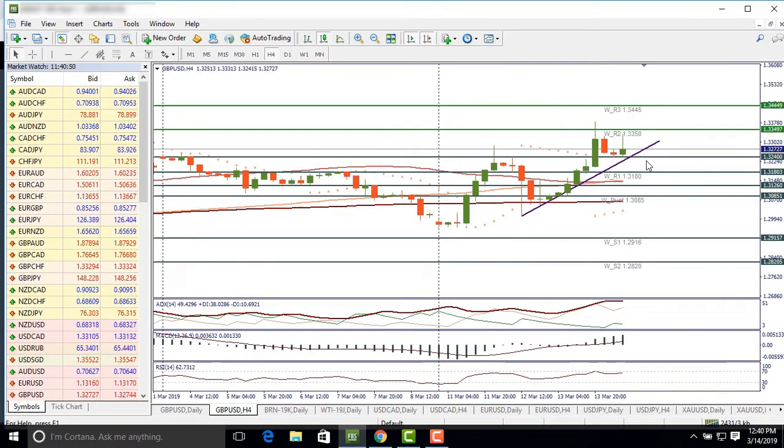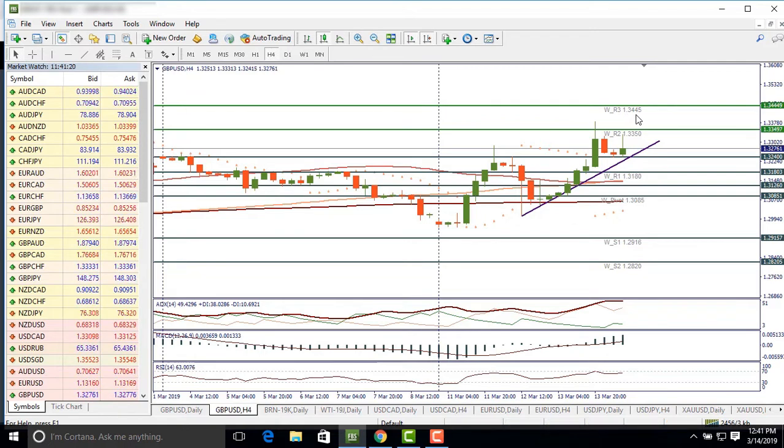The pair has already bounced from the 132.40 level and started to move up on the news that the government is confident in today's approval of the vote. If bulls continue to push the cable higher, it will retest the 133.50 level and target the resistance at the weekly pivot at 134.45.